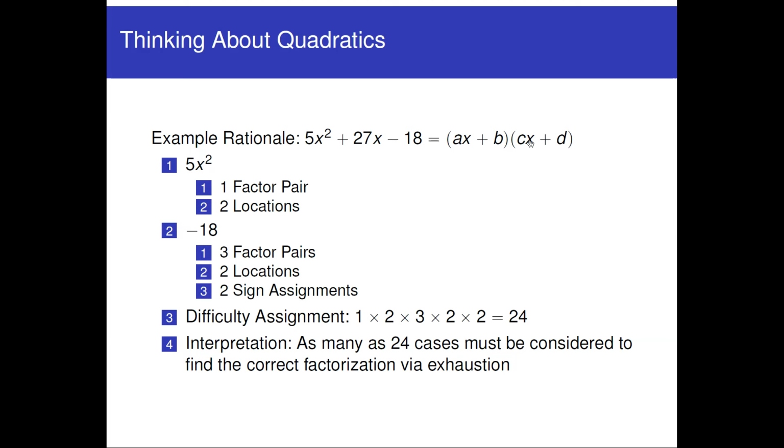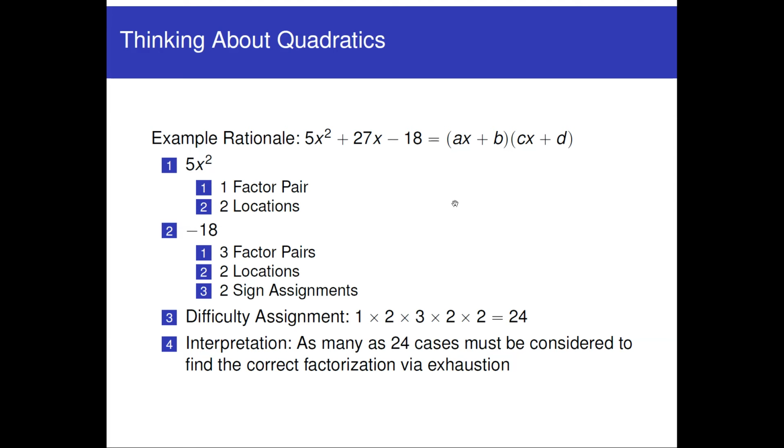So the way I think of ranking these is I first think about what it would take to exhaust all possible placements of factors of 5 and negative 18. So I think of 5 as having just a single factor pair, 1 and 5. I'm assuming that we're factoring into whole numbers, I should say integers. But the 1 and the 5 can go in one of two locations, either the a position or the c position, or vice versa. So one factor pair, two locations.